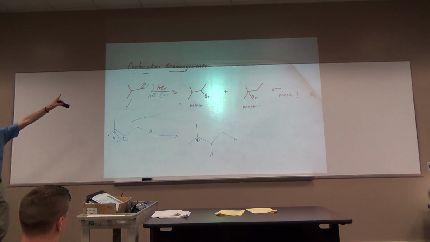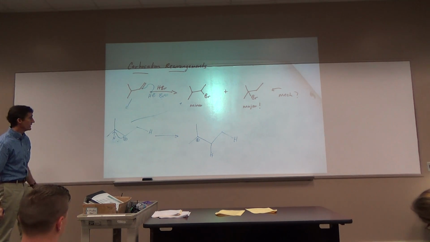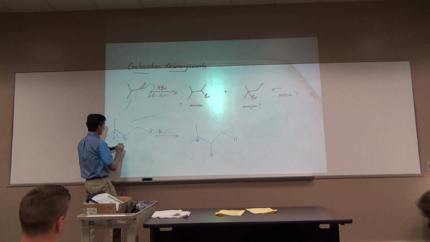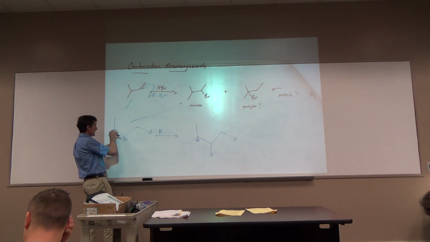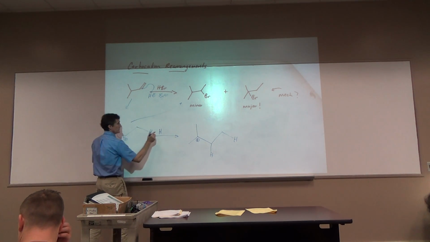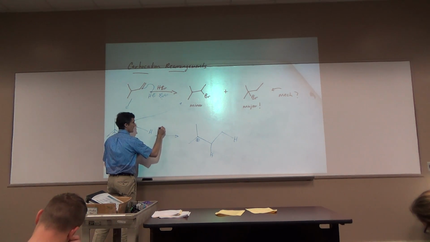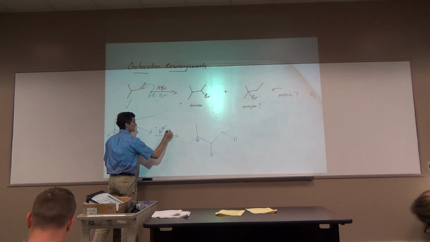The cation has rearranged by what moved over? The H nucleus moved over, but also the 2 electrons. So the H and the 2 electrons. H minus shift.